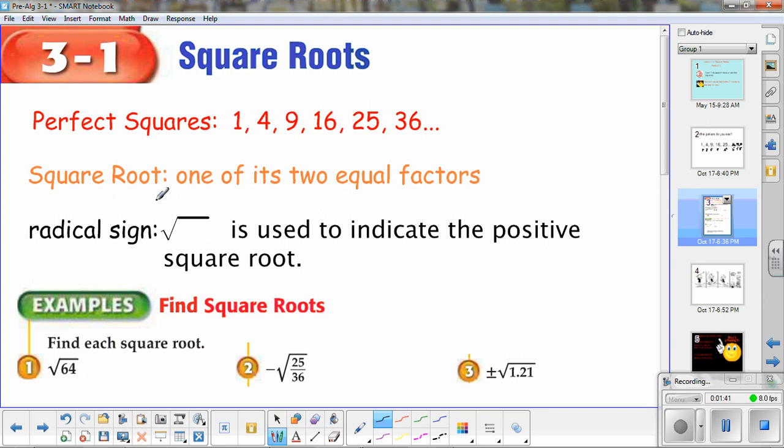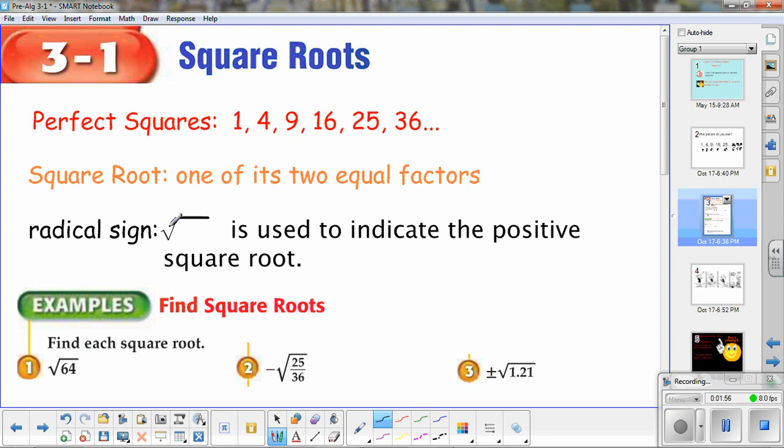The square root is one of the two equal factors of a number. So, like the square root of 4 is 2, the square root of 9 is 3, square root of 16 is 4, and so on.